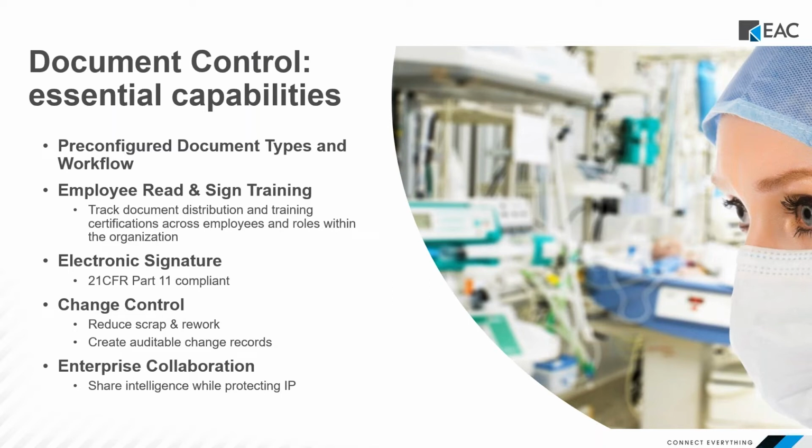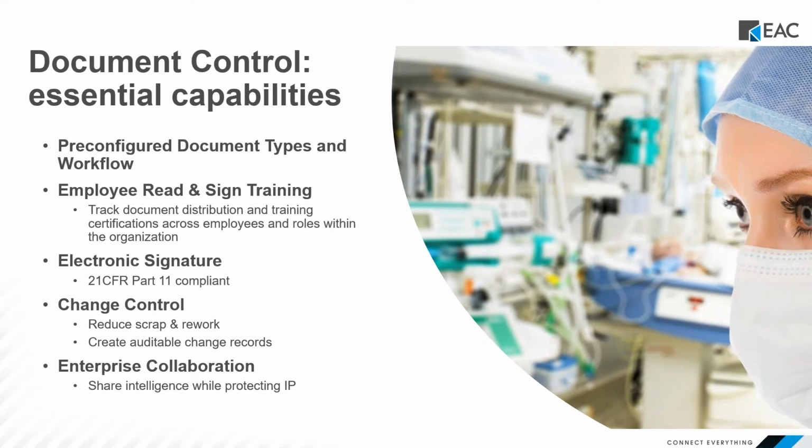There's also some new functionality around Windchill in the last couple of years concerning document control. We now have the ability to have employee read and sign training. So we can track document distribution and training certifications across employees within the company. Also, what's been added is the electronic signature. So it's a function that was added to Windchill. It's 21 CFR Part 11 compliant. I won't be getting into those in the demonstration, but I did want to note that they were added as well.